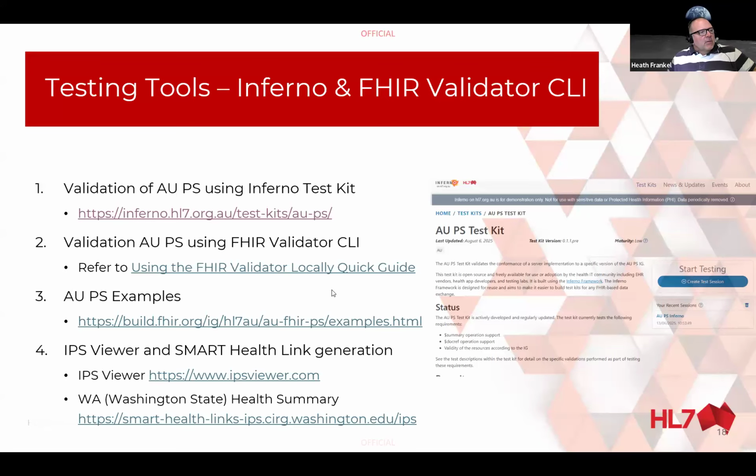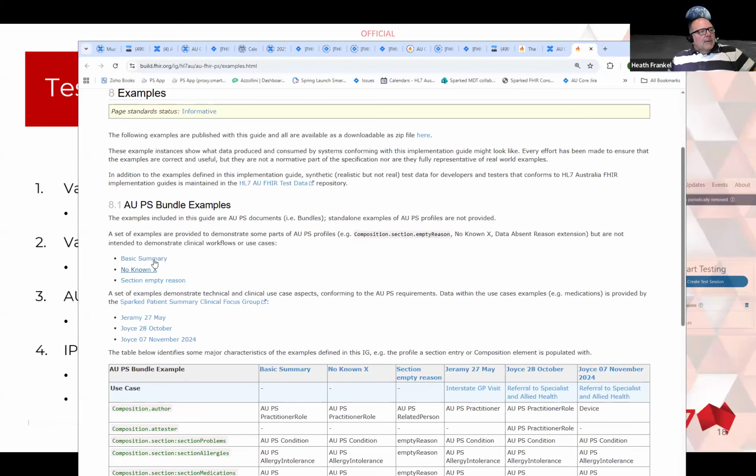If you want to use the FHIR Validator CLI for validating, that is fine as well, and there are details on how to do that. And of course, we've got some pretty good examples sitting in the patient summaries that very much align back to those use cases I talked about, with those scenarios where we've got minimal patient summaries as examples, and we also have maximal patient summary examples in there. So they're useful for the scenarios that we're talking about.